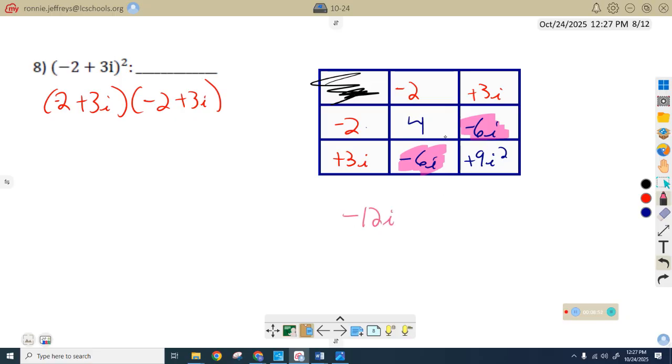Now, we know this is going to be 4. All right, this is a plus 9i squared. Remember, it basically is going to change this, so this is like a negative 9. So this would be negative 5 right here. Negative 5 minus 12i.